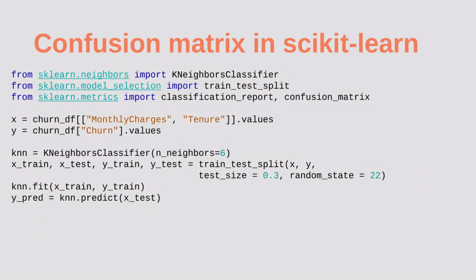To evaluate our churn model, we first import KNeighborsClassifier from sklearn.neighbors, train_test_split from sklearn.model_selection, and classification_report and confusion_matrix from sklearn.metrics. We stored the explanatory and response variables in X and y respectively. Then we initialize our classifier as knn. We split the data into training and test sets, train our model on the training data. Finally, we use it to predict labels on the test set.